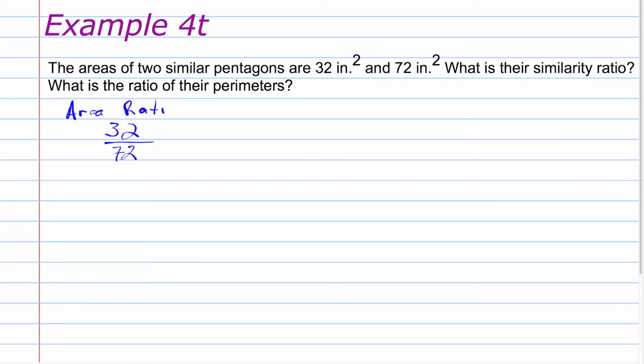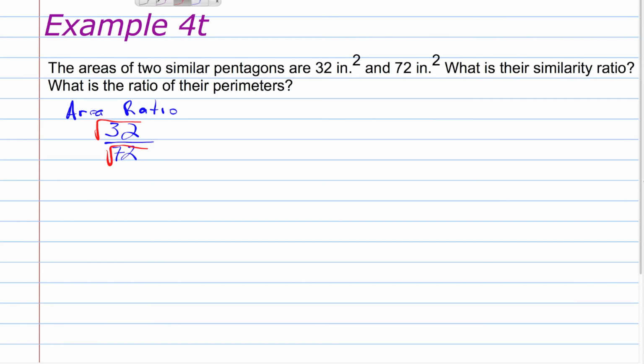In the other problems, examples 2, 3, and 1, we were given information about the similarity ratio or the ratio of their perimeters, and we had to find the area ratio. Well, here we're going backwards. So to do this, what we have to do is take the square root of both the numerator and the denominator, the square root of 32 and the square root of 72.